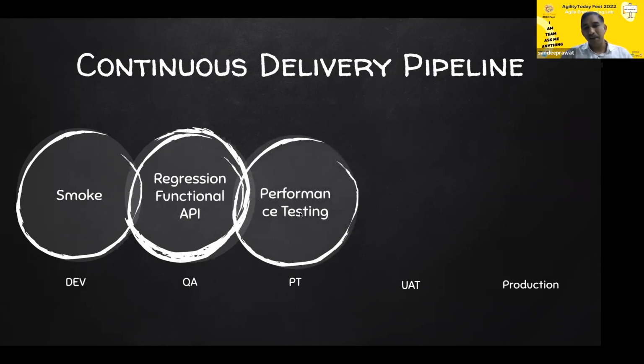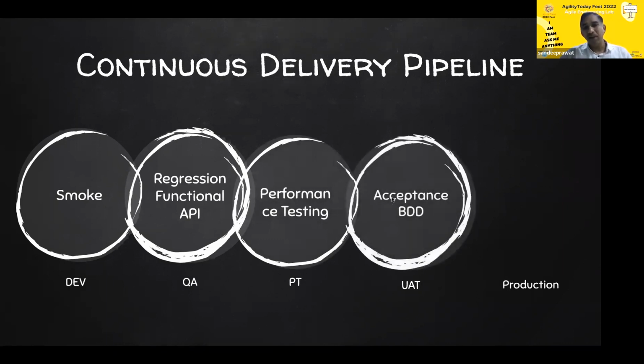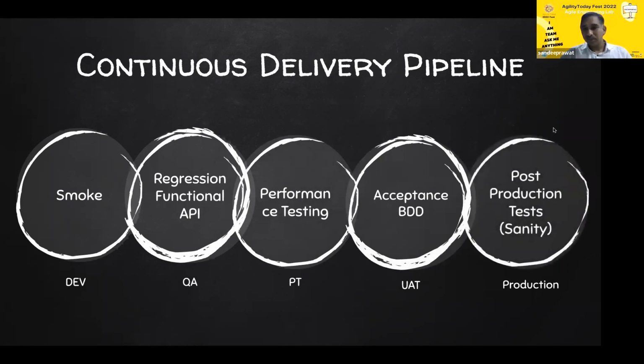a performance testing will happen. If that also passes, then your acceptance and BDD testing will happen. Post that, if that also passes, since you're doing continuous delivery without any issues, it will be done on production, and post-production test in form of sanity will get executed for you. So this is what would be a continuous delivery pipeline for you, right?